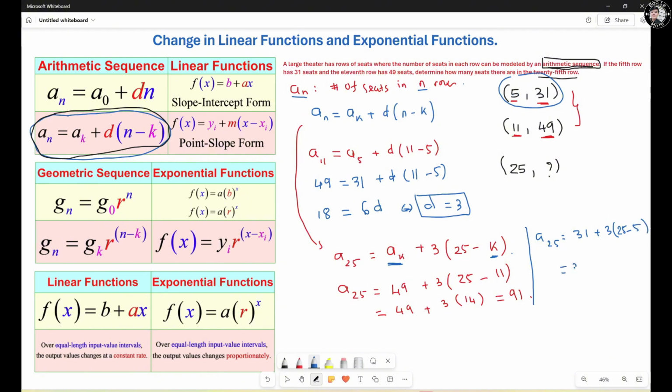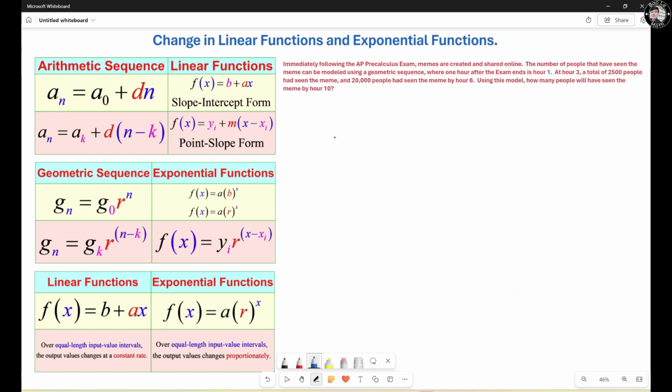Alright, so it can be 31 plus 3 times 25 minus 5, which is 20. So it's going to be 31 plus 3 times 20, which is 60. So 31 plus 60 is 91. As you see, it doesn't matter which ordered pair you pick as a and k, you still get the same answer. Now let's move on to the last example.